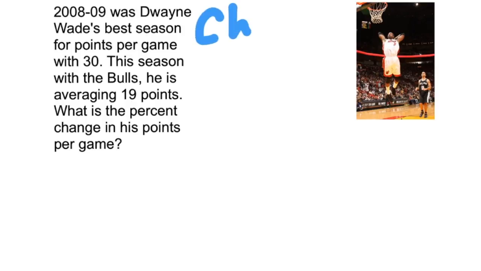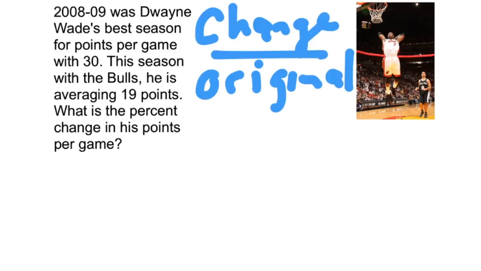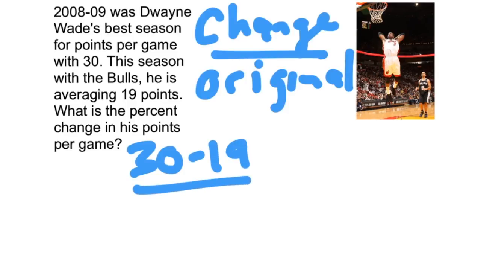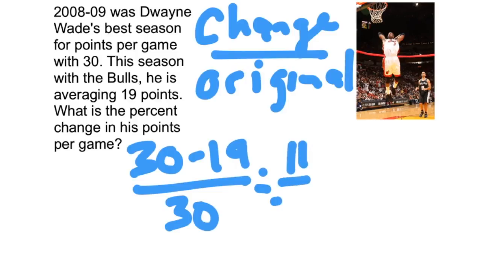Alright, to find the percent change, we have to find out how much it's changed and put that over the original amount. So the amount it's changed for his points per game is 30 minus 19, all over 30. 30 is the original amount. That happened way back in 2008, 2009. So now we clean up the fraction, and it's 11 out of 30.